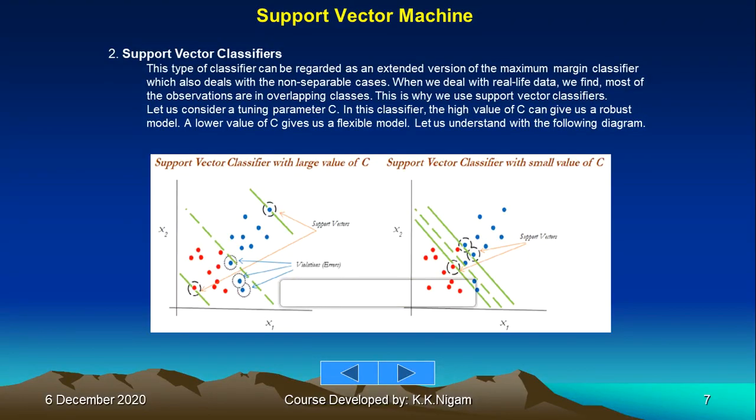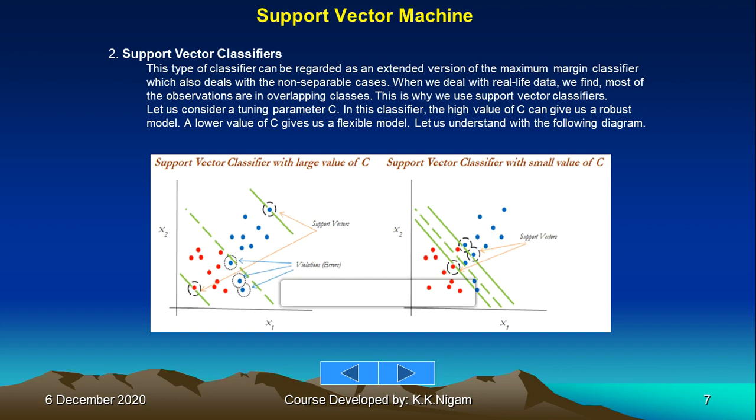Support vector classifiers. This type of classifier can be regarded as an extended version of the maximum margin classifier, which also deals with the non-separable cases. When we deal with real life data, we find most of the observations are in overlapping classes. This is why we use support vector classifiers. Let's consider a tuning parameter C. In this classifier, a high value of C can give us a robust model. A lower value of C gives us a flexible model. Let's understand with the following diagram.